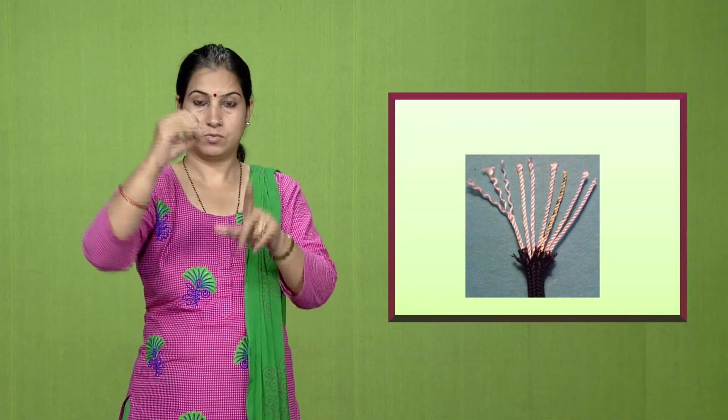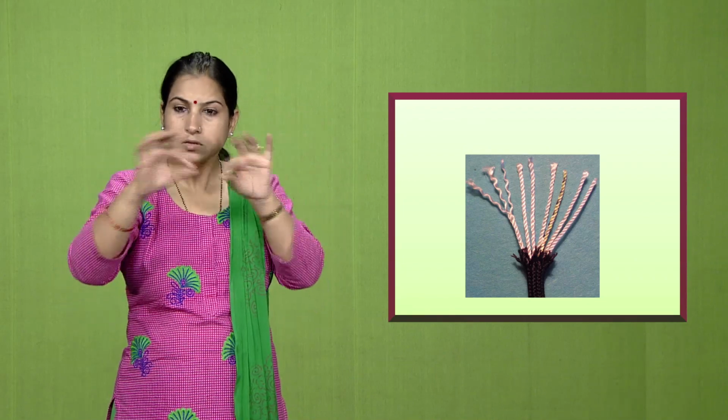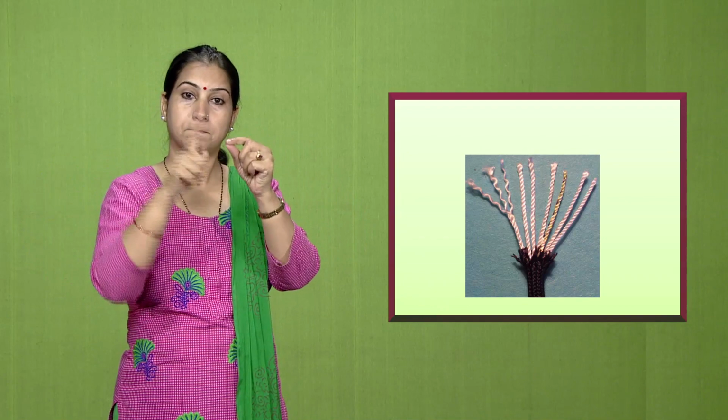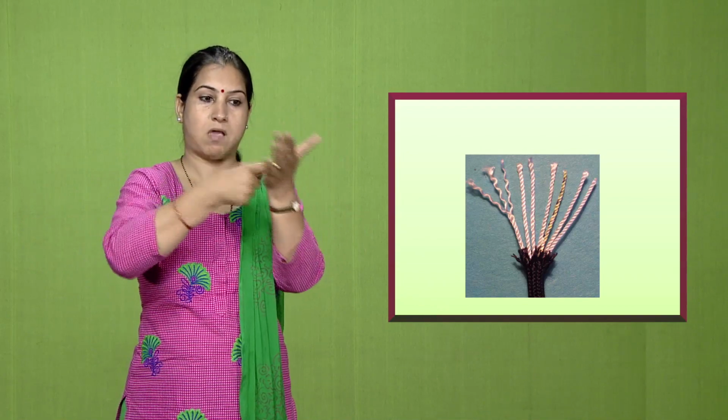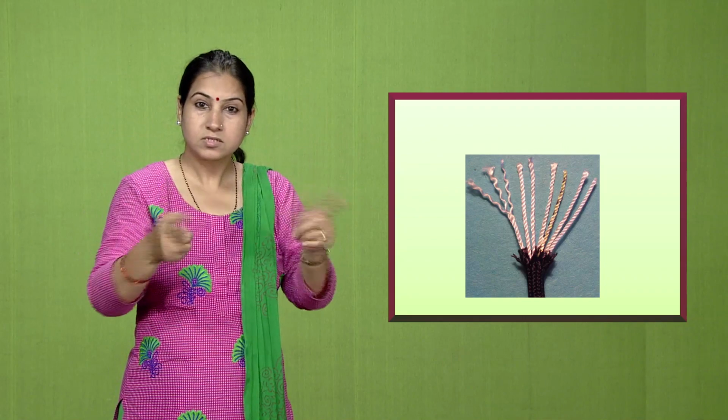The next is cord yarn, which is a multiple strand yarn. 3, 4, or 5 ply yarns are twisted together to get a cord yarn. They are generally used for making ropes.